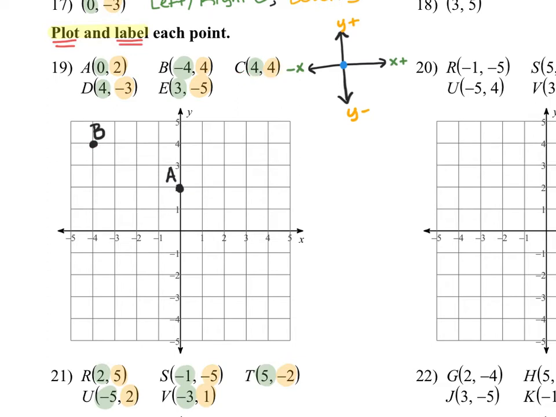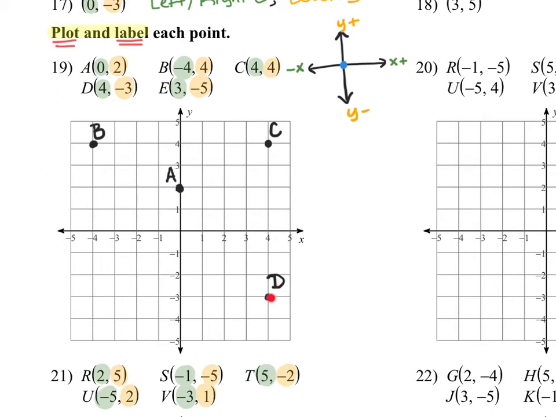For C, (4, 4), you start at the origin, you go to the right 4 and up 4, and you make a point. And you label that point C. For point D, (4, -4), start at the origin, you go to the right 4 because it's positive 4, and you go down 3 and you make a point.